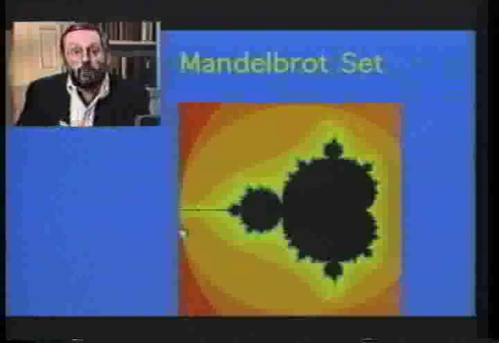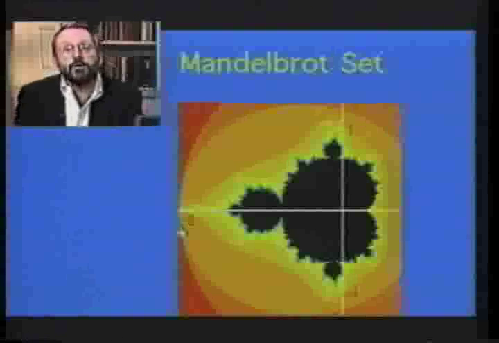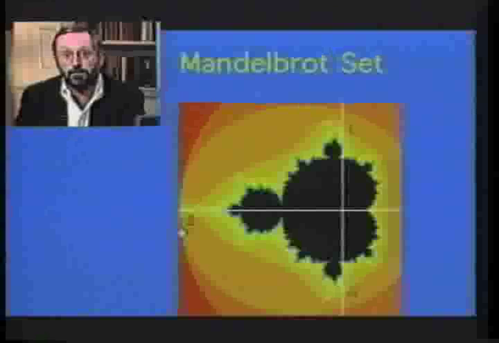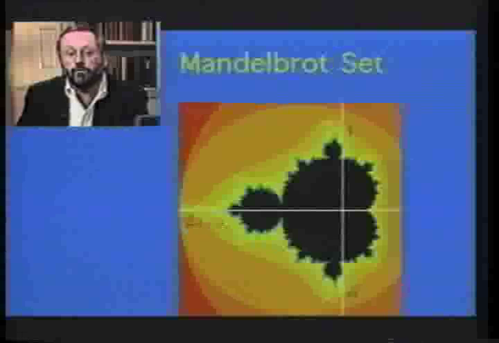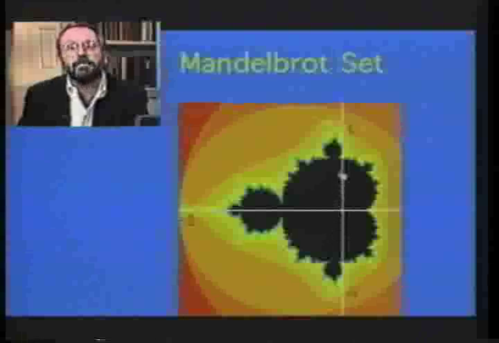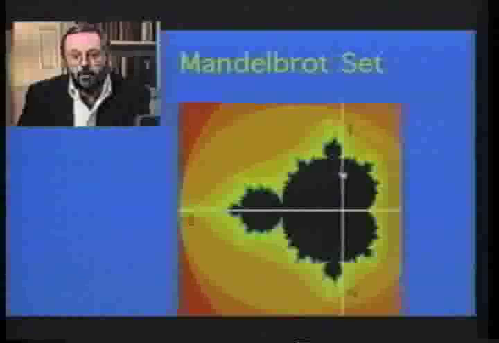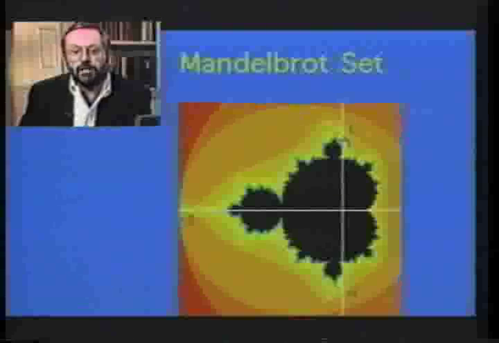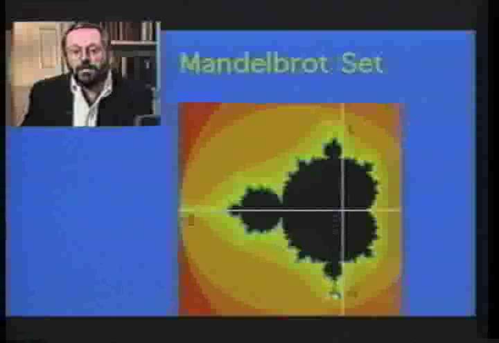Here is the Mandelbrot set. To orient you in the complex plane, remember the Mandelbrot set is a picture of the complex c values. Let me put a grid on the complex plane. Here are the real and imaginary axes in the complex plane. The point i is more or less right here. Negative i is down below.